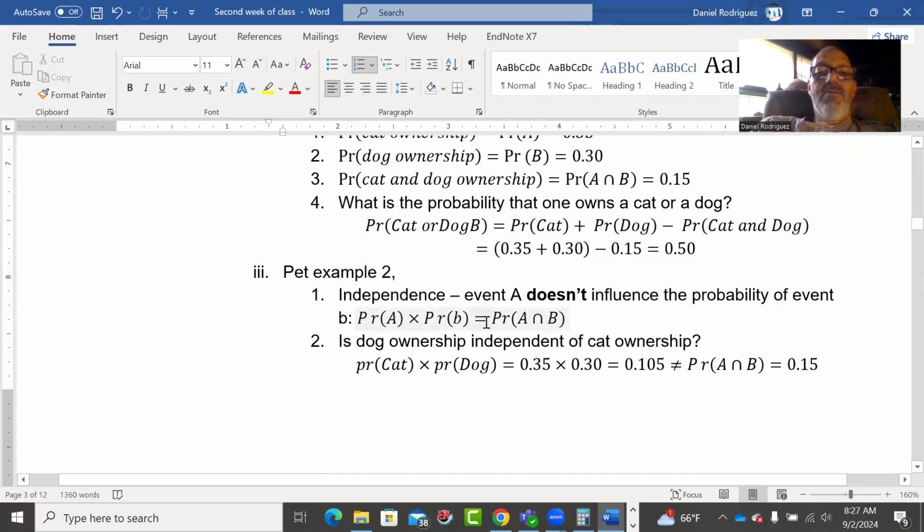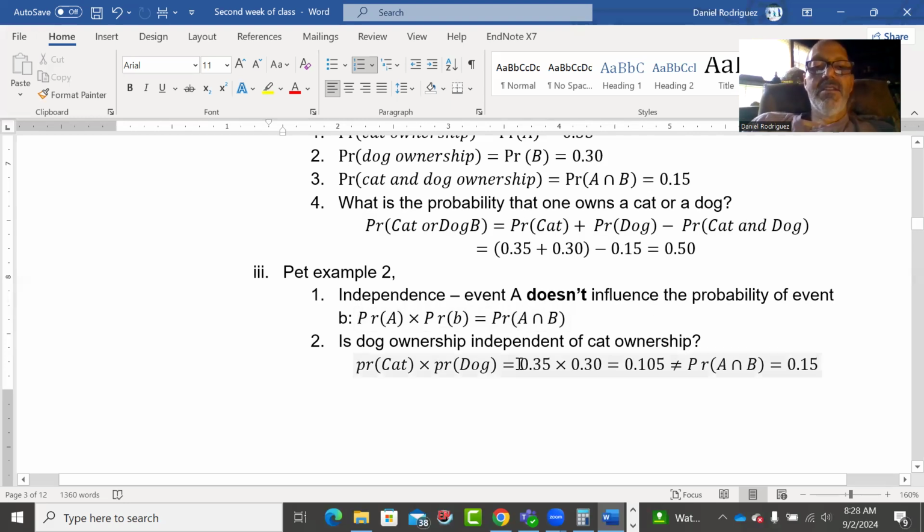Another example, we can judge whether or not two events are independent. Independent means that event A does not influence the probability of event B. It means knowing A does not give you information about the probability of event B. So we can judge to see if two things were independent. Well, if the probability of A and B occurring is equal to the probability of A times the probability of B, then we can say that the two events are independent.